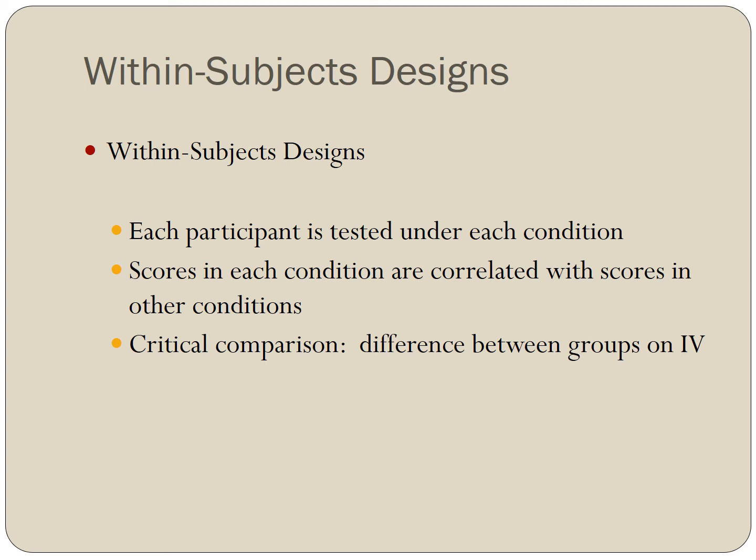Now, scores in each condition are correlated with scores in the other conditions. Well, that makes sense too, because if the people in each condition are identical, their scores in one condition are going to be related to those same people's scores in the other condition. So the scores in each condition are correlated with the scores in other conditions. And the critical comparison in this design is we compare the scores, the outcomes between groups on the dependent variable.